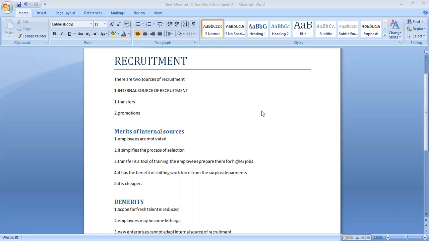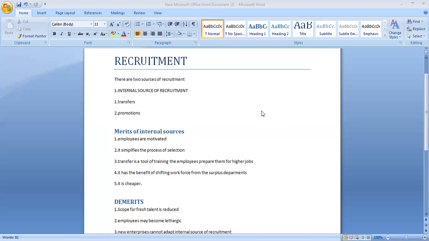That is, the employees who are already working in your organization get an opportunity through promotion and through the method of transfer. So let me start with transfer first. What do you mean by transfer? Transfer is where you shift a candidate who is already working within the organization from one department to another department, from one job to another job, or from one shift to another shift.